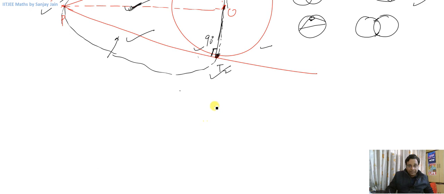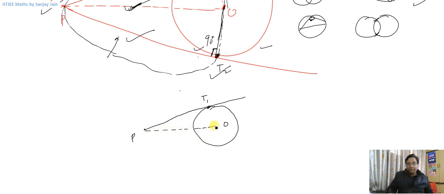Let us say you have a circle and an exterior point P. You draw a line touching this circle at one point, which you can easily draw. Let it be the point T1 and let this be the center. If you join the center with the exterior point P and with T1, this angle will be a right angle, which is something we have already learned. Now taking OP as diameter, I can draw a circle. This circle will necessarily pass through T1. Why do I say that? Because this angle is 90 degrees.